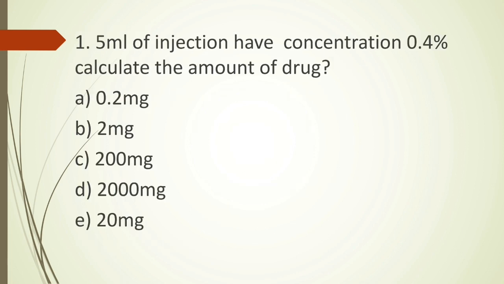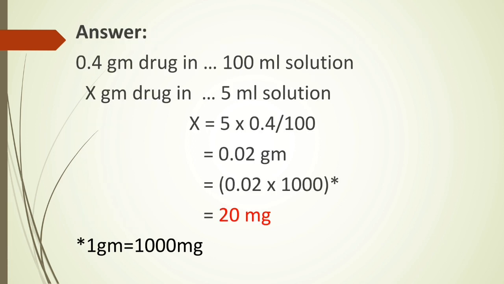But if we see, the options are all in milligram. So as I said earlier, we have to convert gram into milligram. For that we have to multiply the answer which is in gram by 1000. So 0.02 gram into 1000 will be equal to 20 milligram. That's why I said you have to be very conscious about the units given in the question and also in the options. If it is not the same, you have to convert.